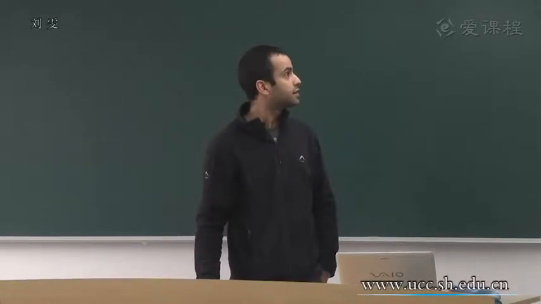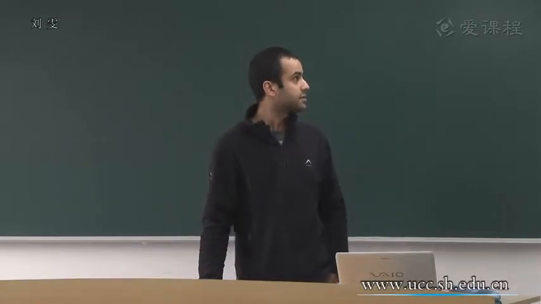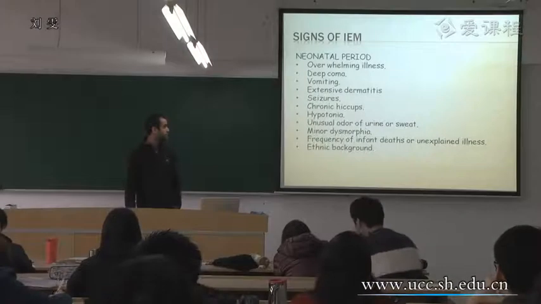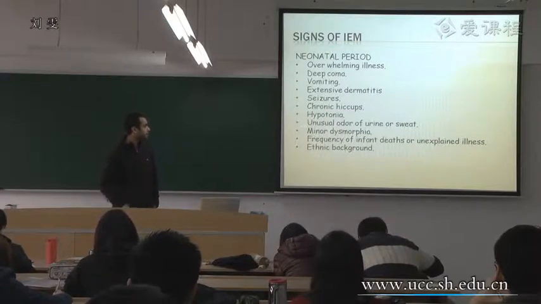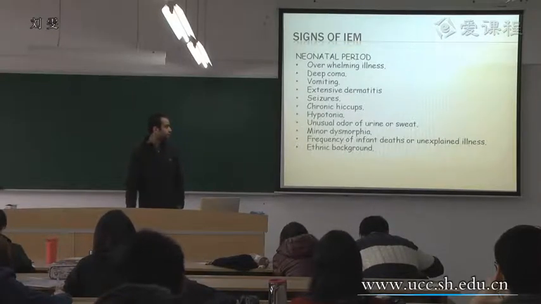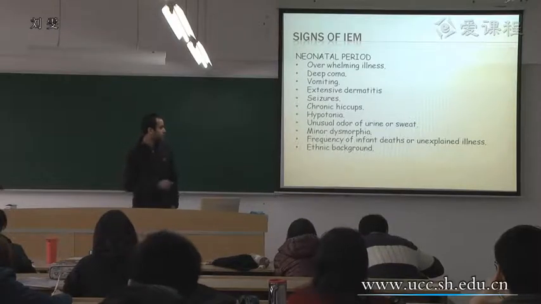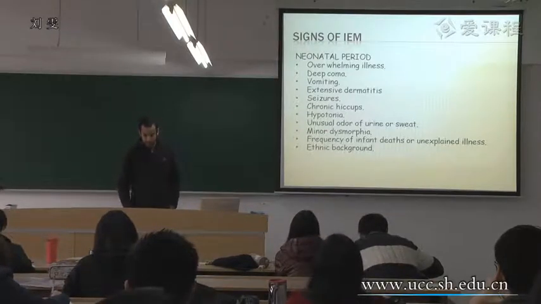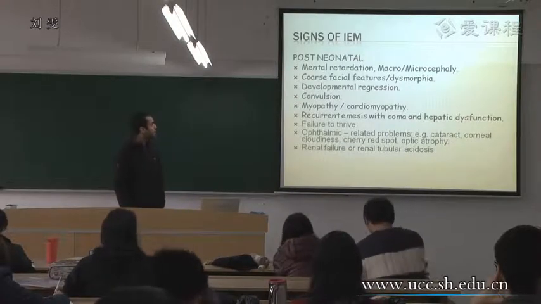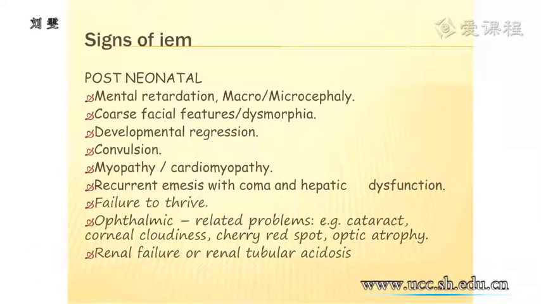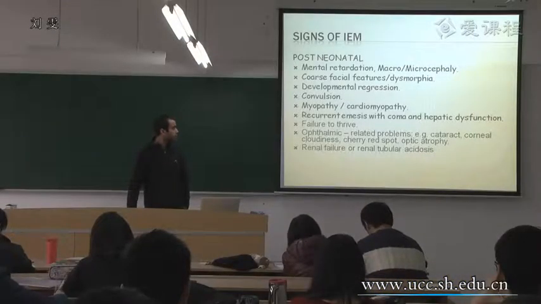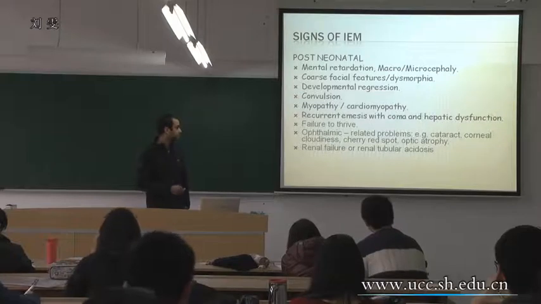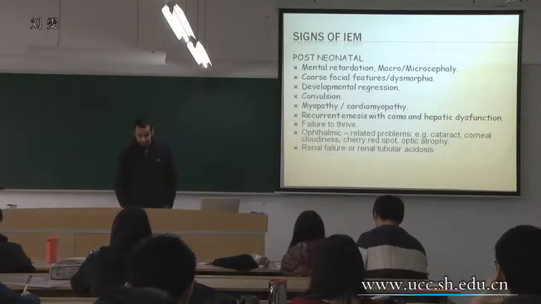overwhelming illness, deep coma, vomiting, extensive dermatitis of the skin, seizures, chronic hiccups, hypotonia, unusual odor of urine, that's a pretty big sign, minor dysmorphia, frequency of infant death, unexplained illness, and ethnic background as well. And then post-neonatal period: mental retardation, facial features, I've got some pictures later you'll see, regression of development, convulsion, myopathy, failure to thrive, ophthalmic eye conditions, and renal failure as well.